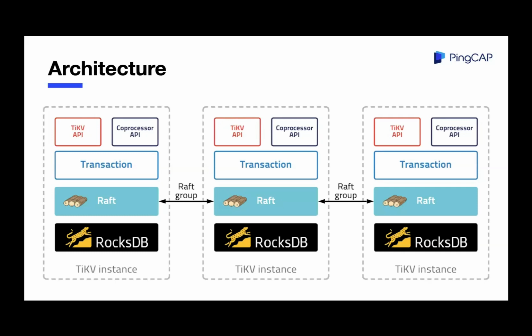On top of the transaction layer, we provide the KV API and the coprocessor API. The concept of coprocessor is borrowed from HBase. It will accept some special commands from the client, execute the command, or listen for specific events. It's the mechanism of push down.